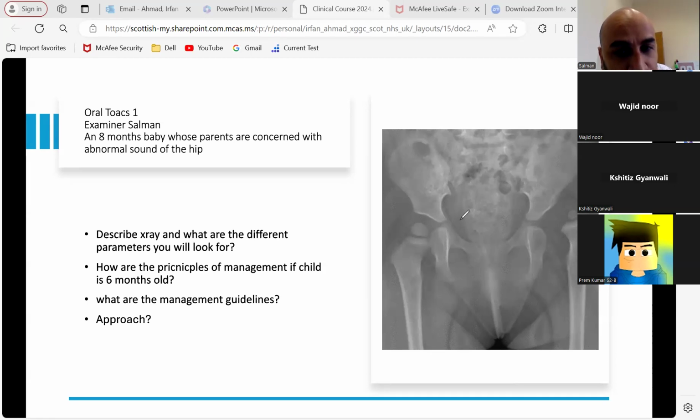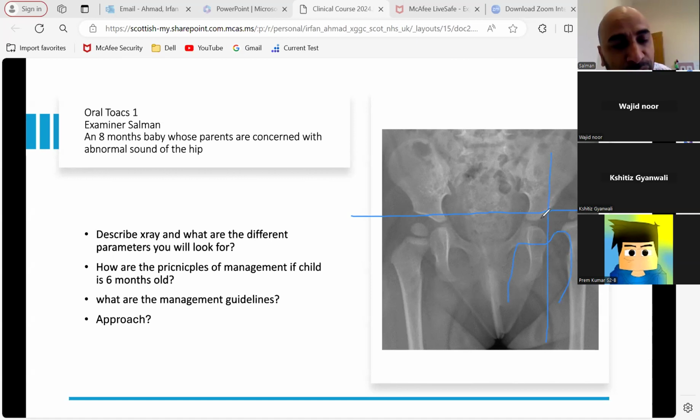Through the lateral wall of the acetabulum, that is known as the Perkins line. Good. And I'll also look for the Shenton's line, which is the line passing through the inferior border of the superior pubic ramus, passing through the medial neck of the femur. Good. And another line I would like to draw is the acetabular index, sir.